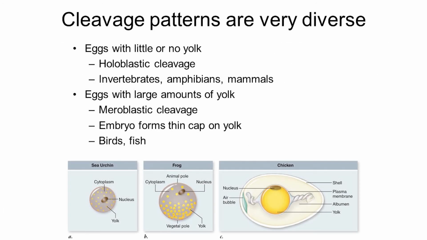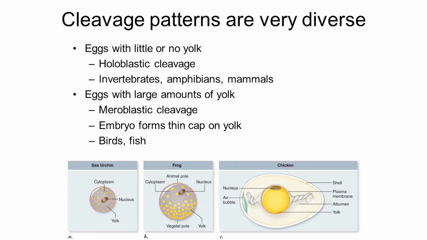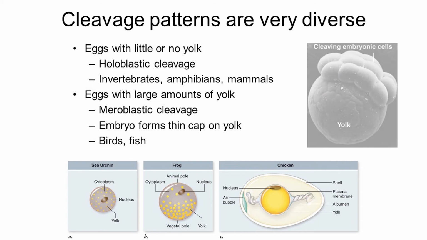Now, there's quite a bit of variation or diversity in cleavage patterns between different types of animals. In eggs with little or no yolk, what we see is holoblastic cleavage, and this is observed in invertebrates, amphibians, mammals, and others. And in eggs with large amounts of yolk, we see what is called meroblastic cleavage.